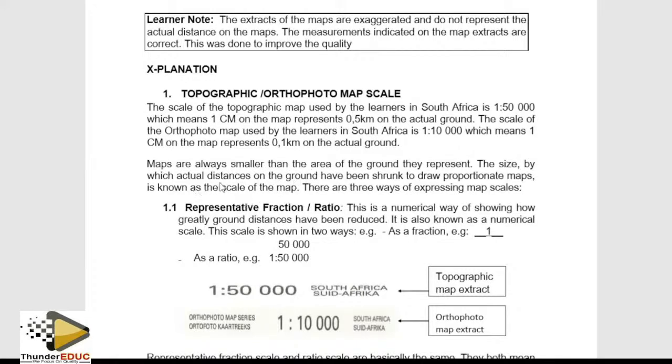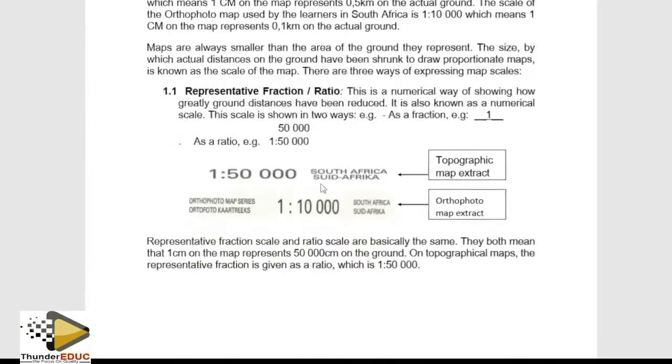Now, there are different types of scales. I think I mentioned this last time: representative scale, fractional, or ratio scale. When we talk about fraction, you know that the ratio exists in a fraction format. And when you talk about the ratio scale, it simply means it's in ratio format. For example, 1 to 50,000 is a ratio. That means 1 centimeter on the map represents 50,000 centimeters on the ground.